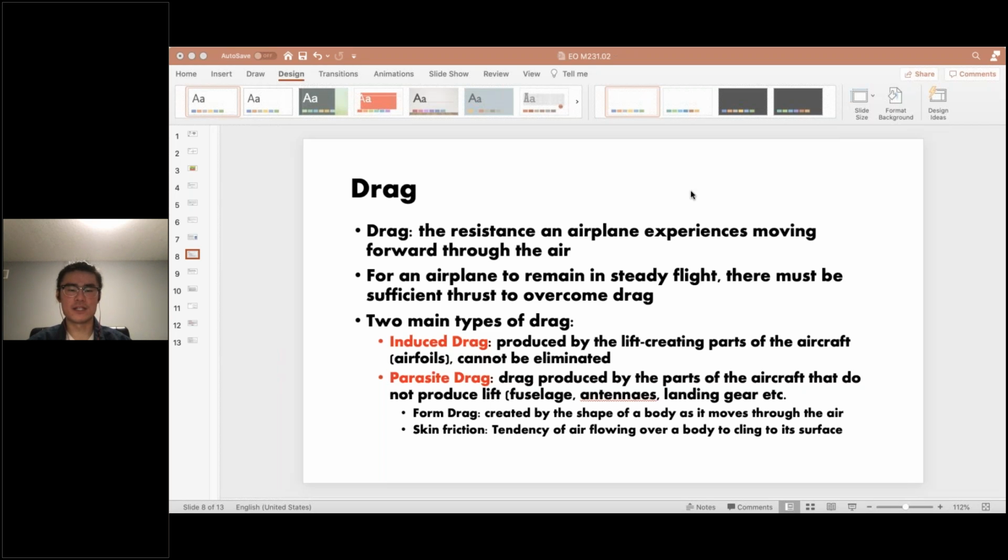And there's parasite drag, and these can be eliminated. These drags are produced by the parts of the aircraft that do not produce lift. So they can be the fuselage, the body of the airplane, or antennas, or landing gear, all these little bits and pieces that are sticking out of the airplane that make air move not so smoothly.